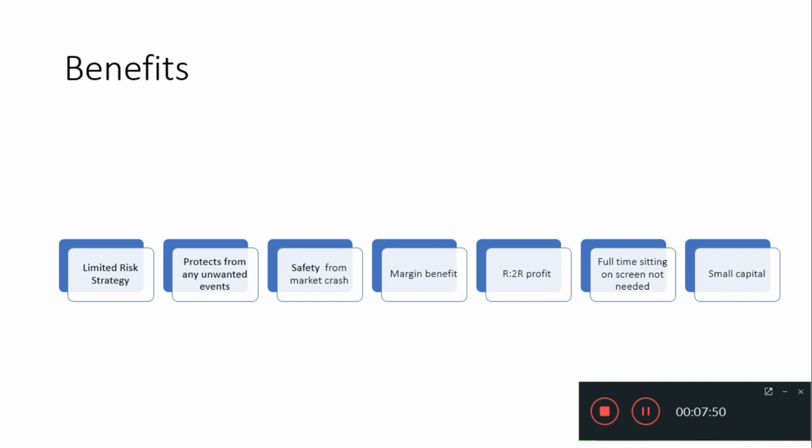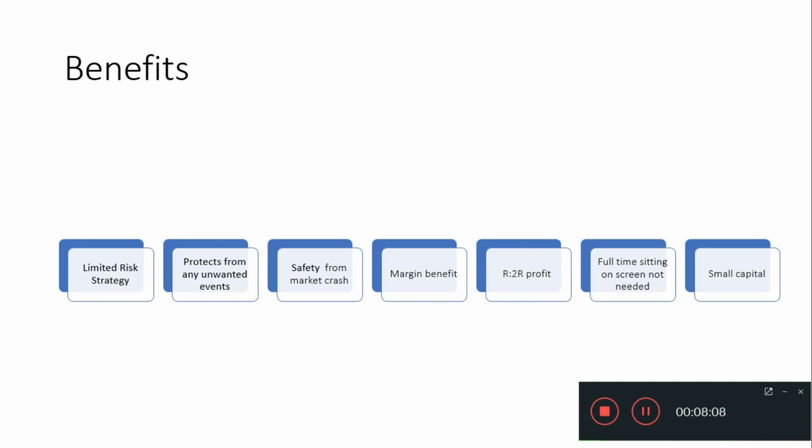Then, risk to reward ratio, what does it mean? Your risk is 1 and your profit is 2. So if your risk is, suppose, 6,000 rupees, you're going to get a profit of 12,000 rupees. 1:2 is the risk reward ratio. So that's a very good risk reward ratio.